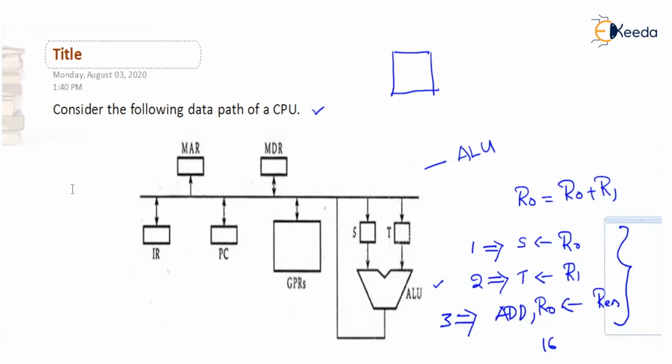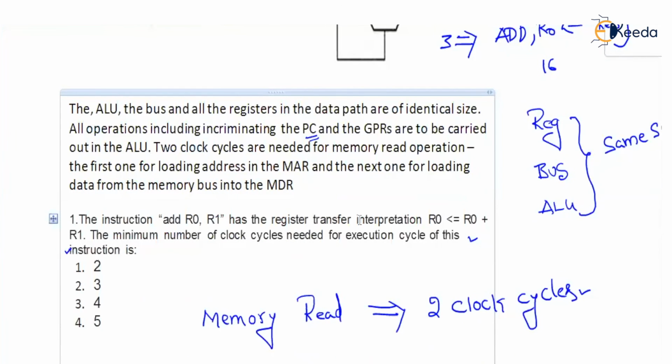So in the first clock cycle R0 to S, then R1 to T, and within one clock cycle the ALU will perform the addition and transfer it back to R0, the destination register. The total number of clock cycles to execute this instruction is 3. So option 2 is the correct answer.